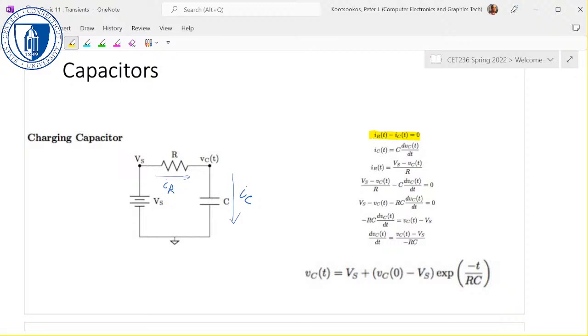So there's my current through the resistor. It's Vs minus Vc of t, and it's that way because we want the current to flow from left to right into the node we're interested in. We're interested in this node here. Again, the dot is indicating the node, but really the node is the area of constant voltage.